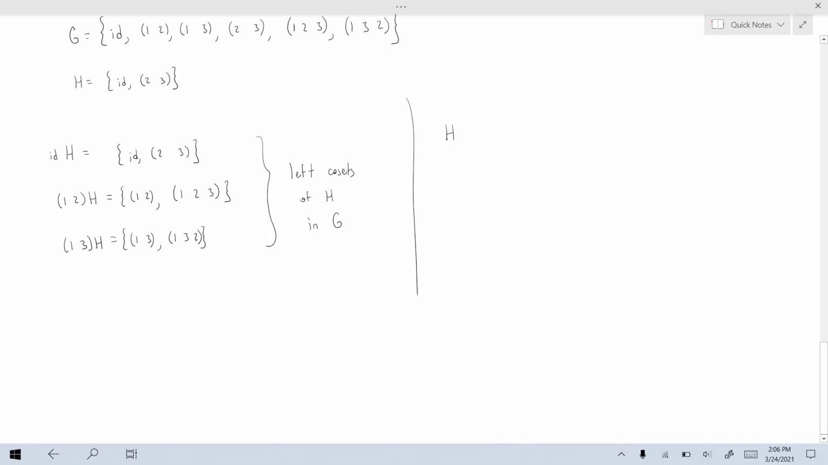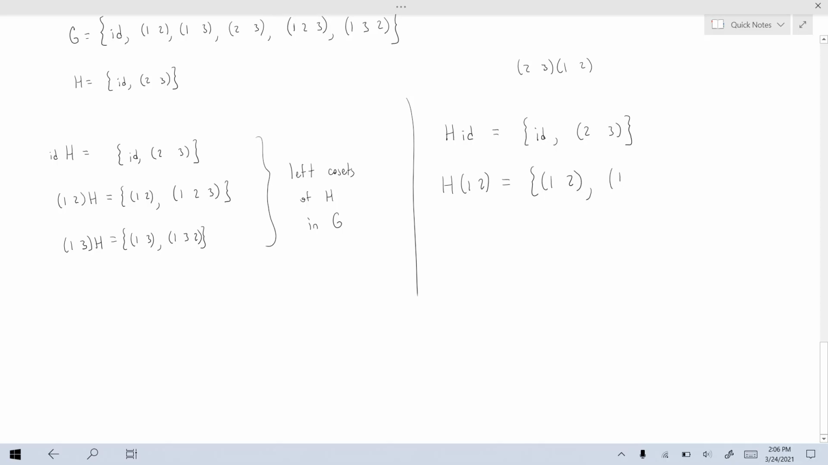Well, one of the right cosets is going to be H itself again, because you multiply on the right by the identity. Now let's try multiplying H on the right this time by (1 2). So (1 2) times the identity, of course, gives us (1 2). Now we're doing (2 3), and we want to multiply on the right by (1 2). Let's see what that will give us.